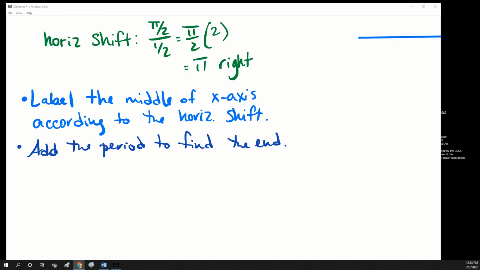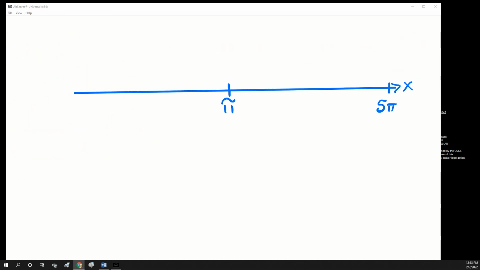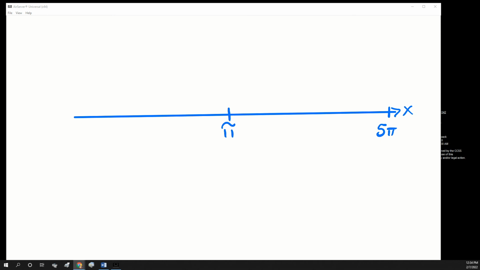Now, just like I graphed that, each sine curve and each cosine curve has 5 key points that are either in the middle or at max or min. So what we found are 2 of the key points on our axis for this particular graph. So what we need to do is find the other 3. One of them is going to be halfway between those. So what's halfway between pi and 5 pi?